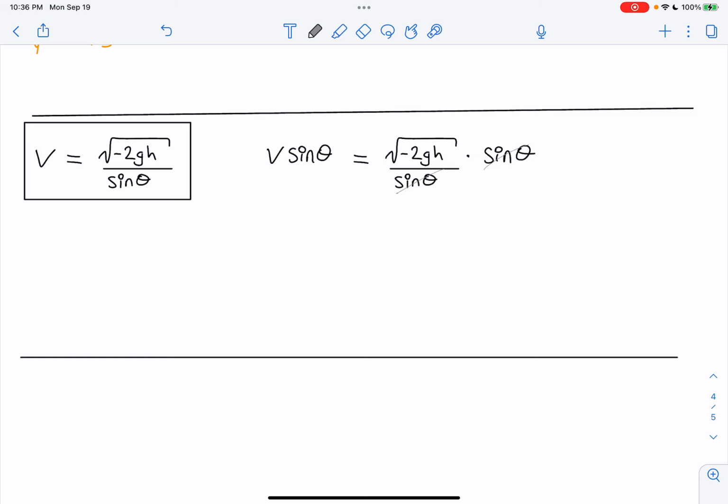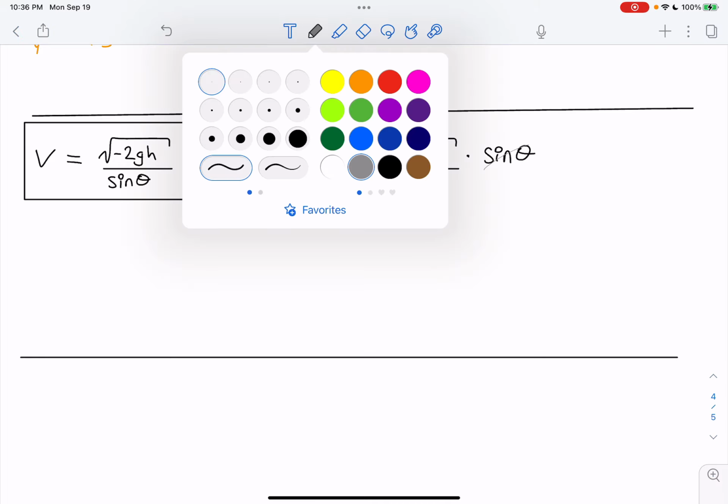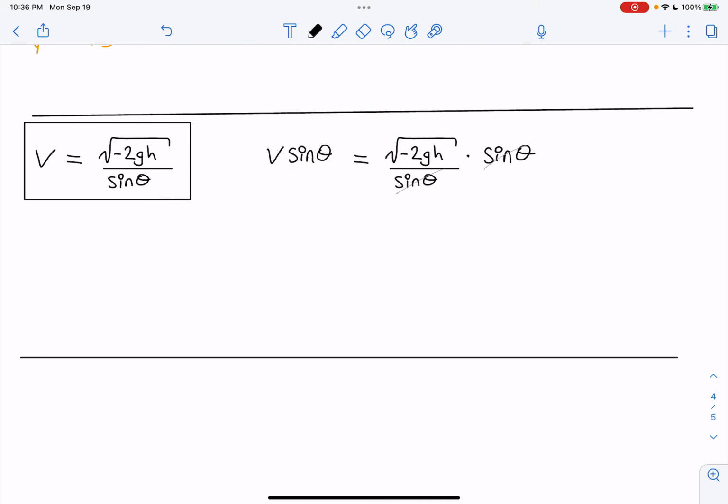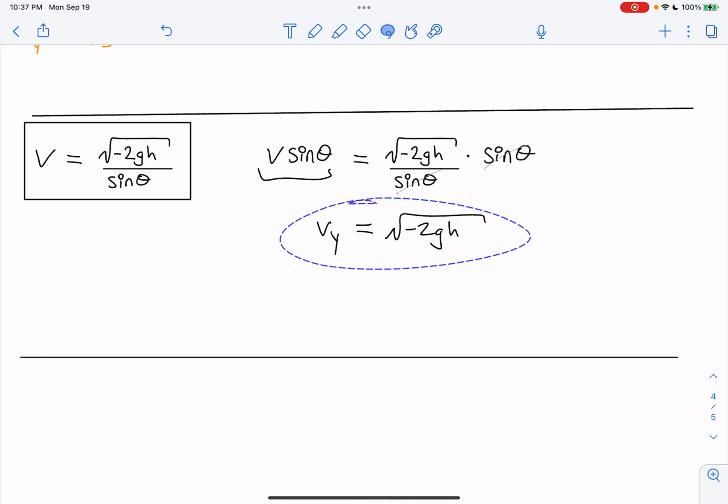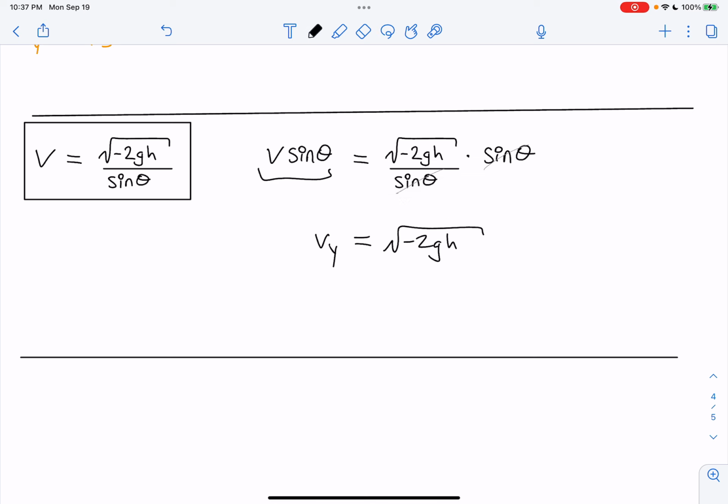And so by doing that, I can then rewrite this in an interesting way. So now it's just going to be equal to square root of negative 2 g h. And what is this? That is Vy, right? So that's our Vy. So now, okay, we've just got an expression for the y component in our velocity is equal to this. Okay, fine.